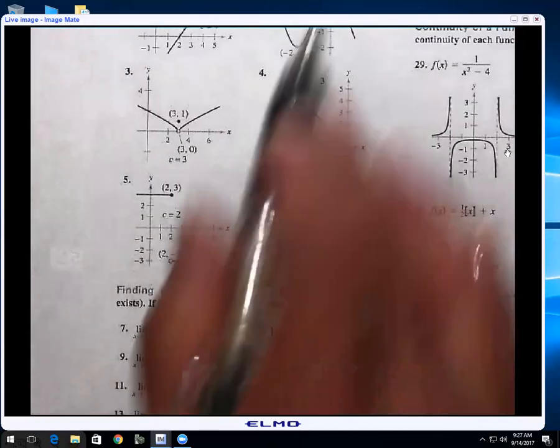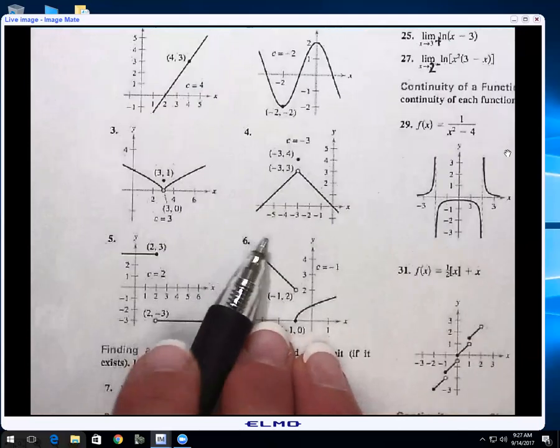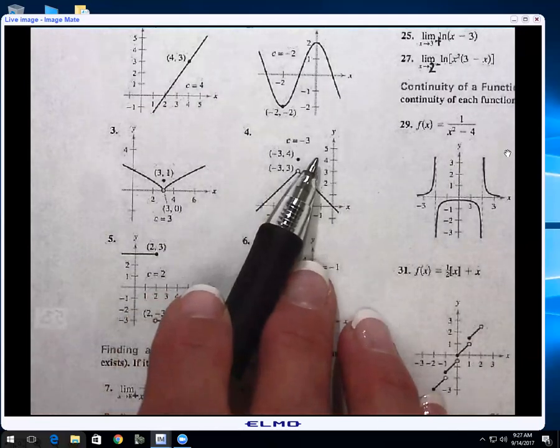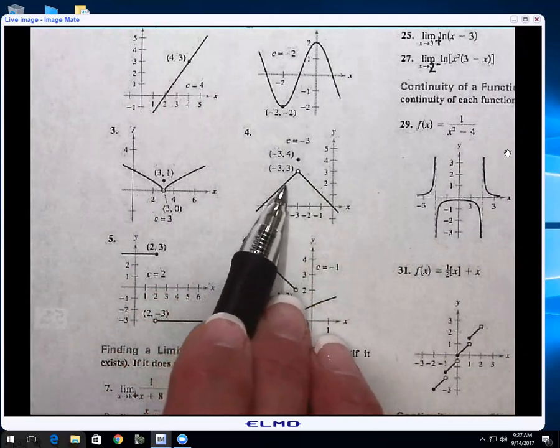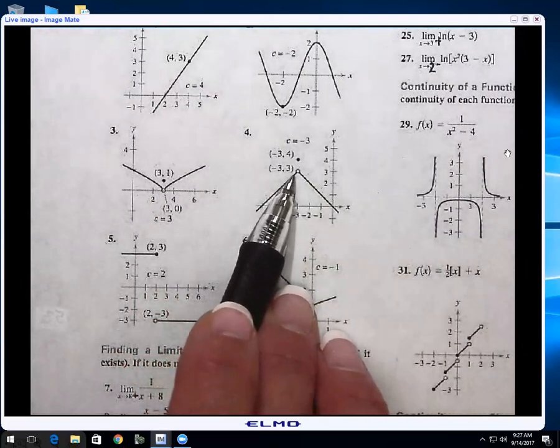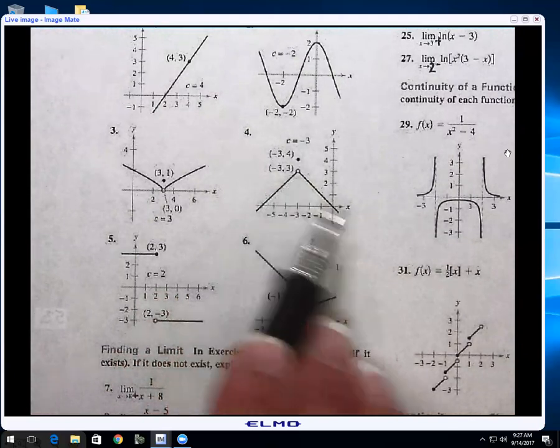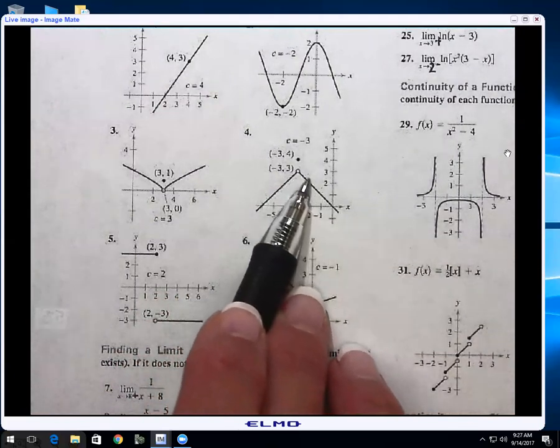The B part, no, not the B part, number 4. C is -3. What is the limit as x approaches -3 from the left? 3. B part, what's the limit as x approaches -3 from the right?